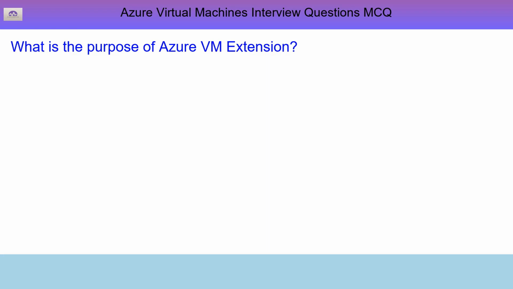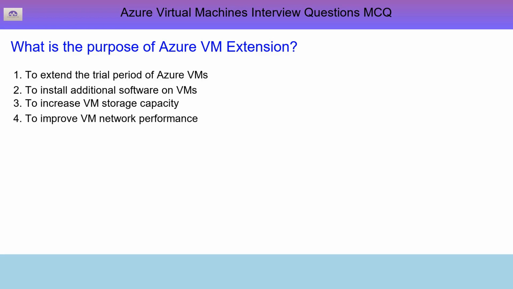Which is the purpose of Azure VM extension? Here are your options. 1. To extend the trial period of Azure VMs. 2. To install additional software on VMs. 3. To increase VM storage capacity. 4. To improve VM network performance. The correct answer is to install additional software on VMs.